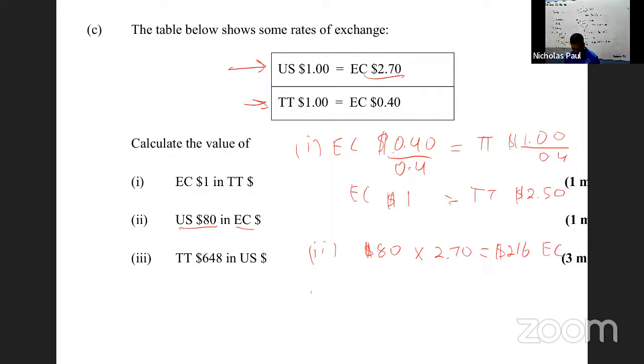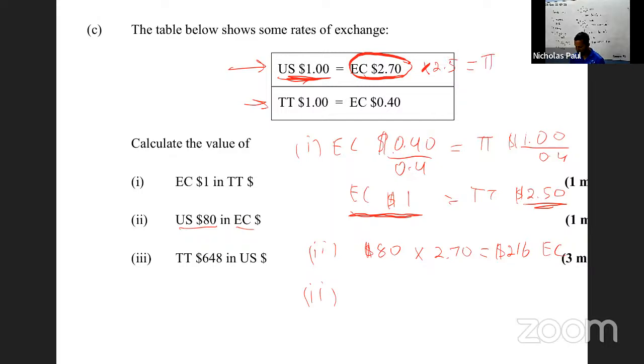And lastly, you want to convert TT to US. So what we have to do is figure out that conversion, right? So we have a few options. We know that for every EC, it's 2.50 TT. And we know that for every one US, it's 2.70 EC. So what we could do is we could get rid of that 2.70 EC and convert that to TT. That's okay? So we can multiply 2.7 by 2.5. Now we have everything in TT.